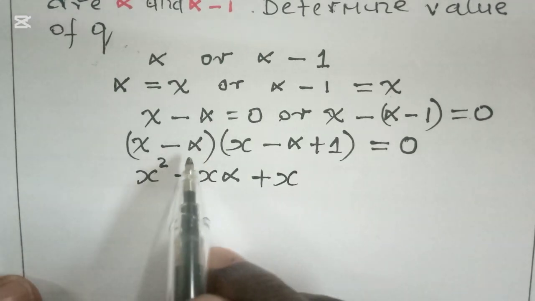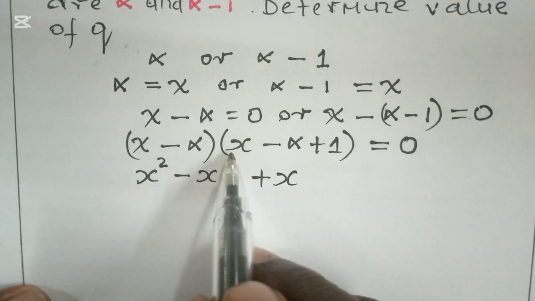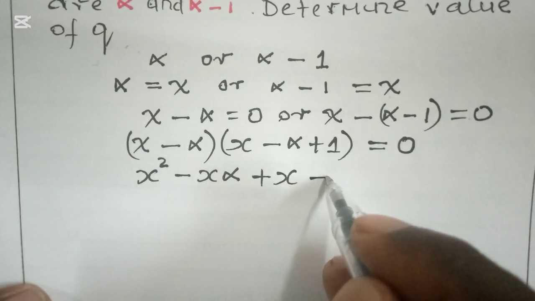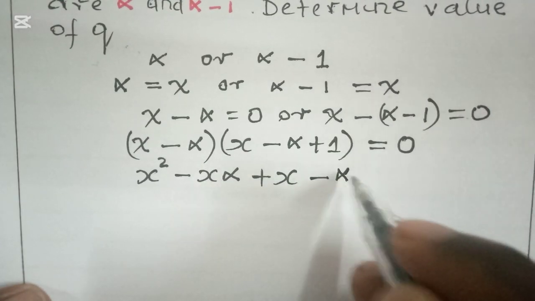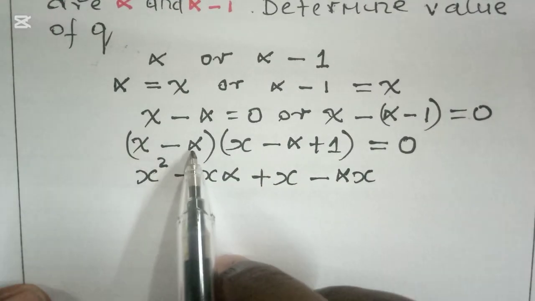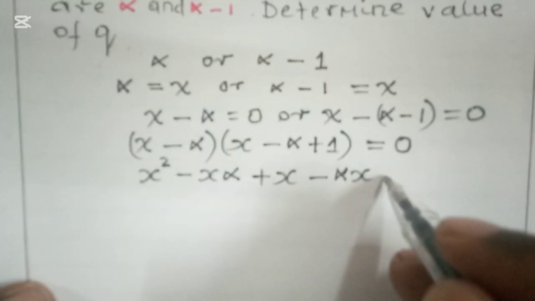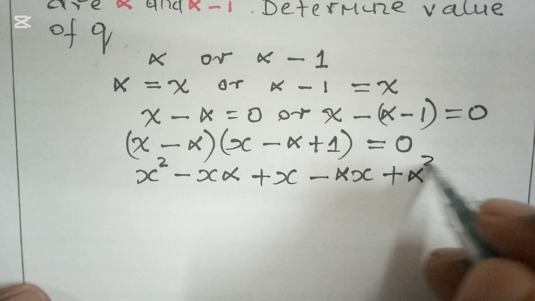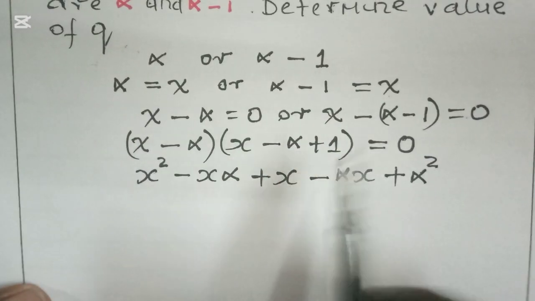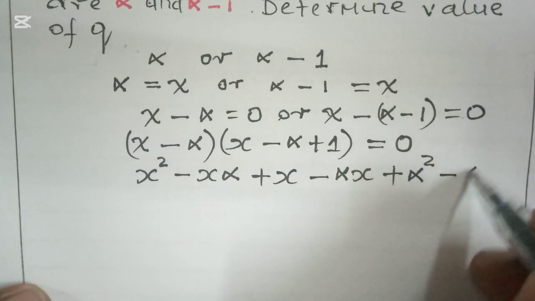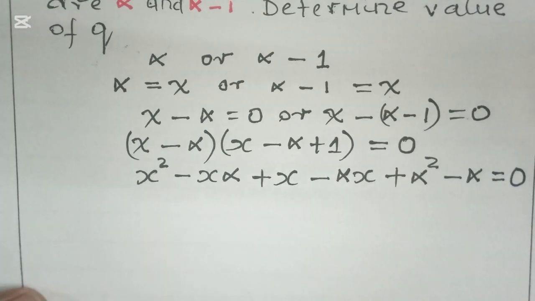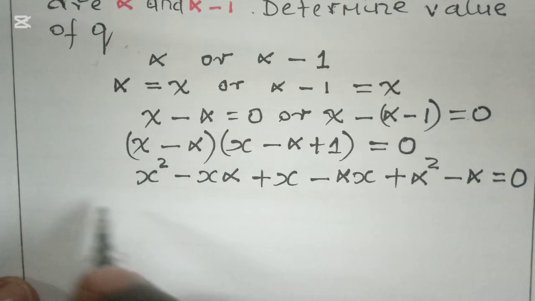And then guys we now come and multiply alpha with that equation. So we get minus alpha x, multiply that and that, we get plus, because you have two negatives, alpha squared, and finally we have minus alpha. Guys, this one gives us 0. So guys, we still continue.